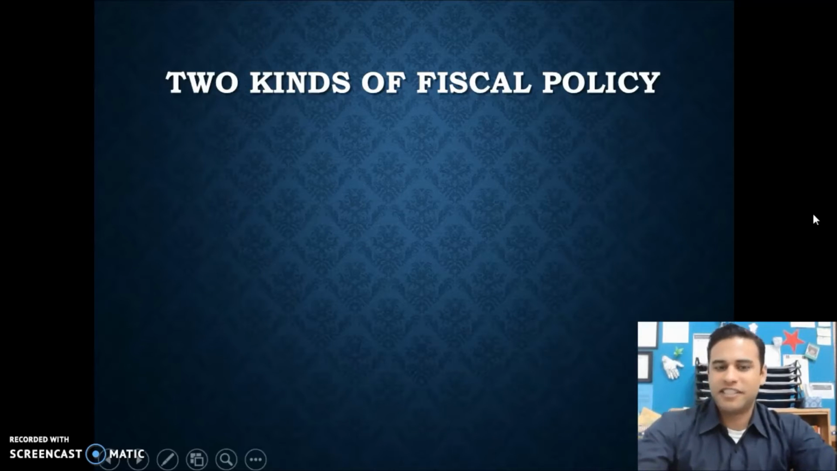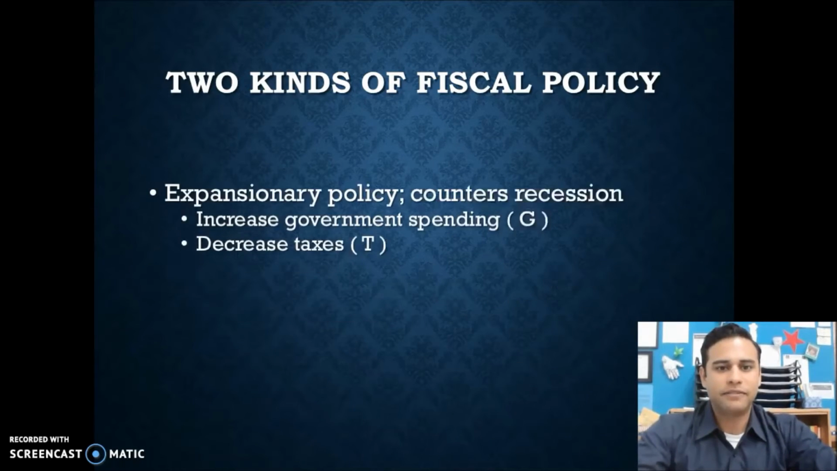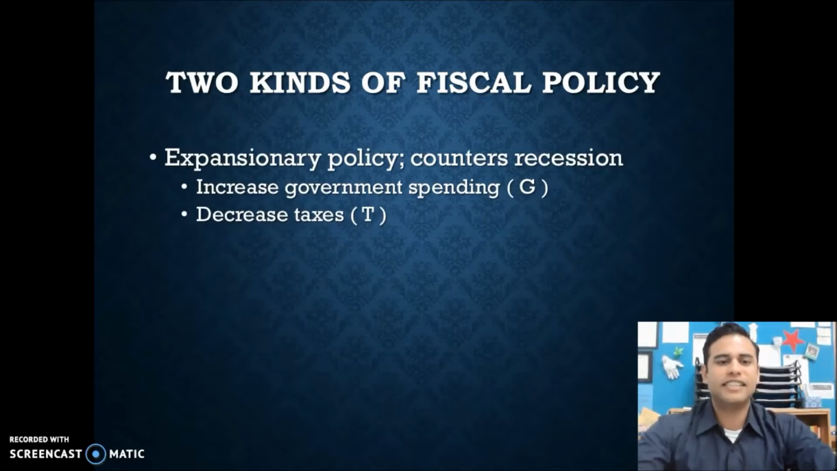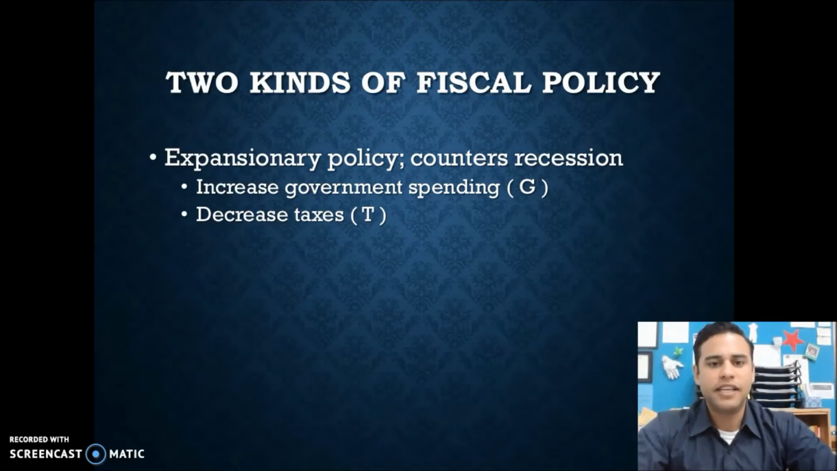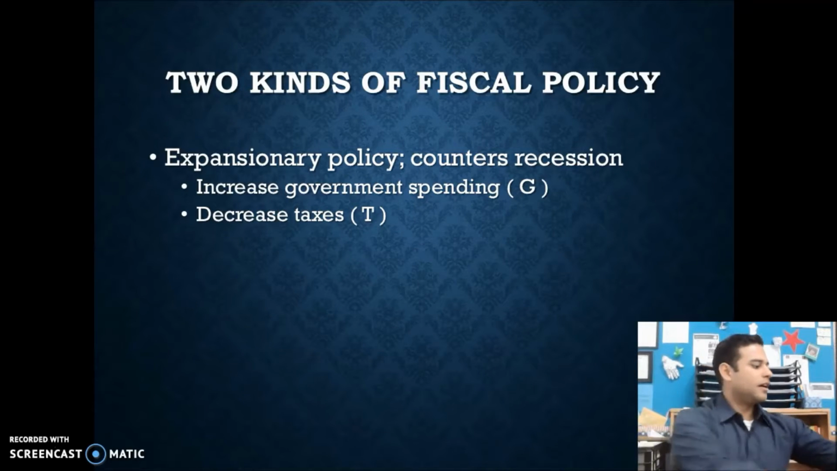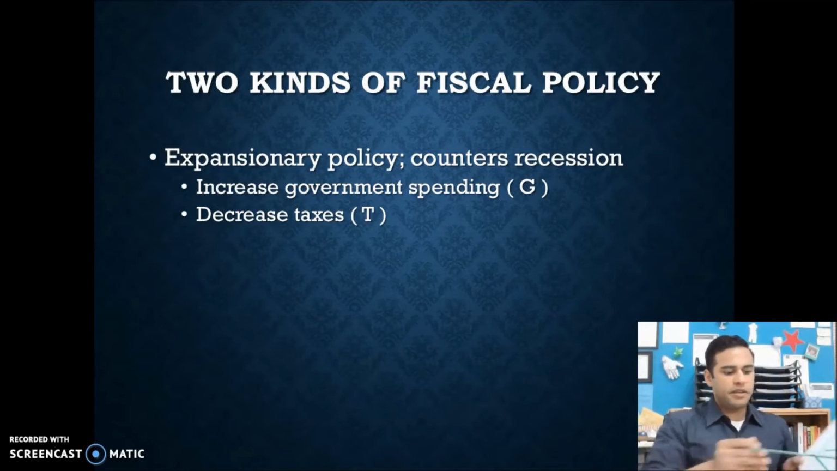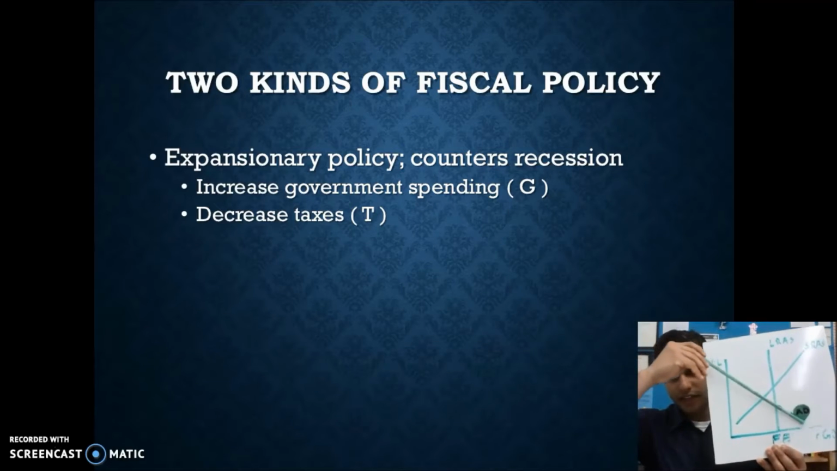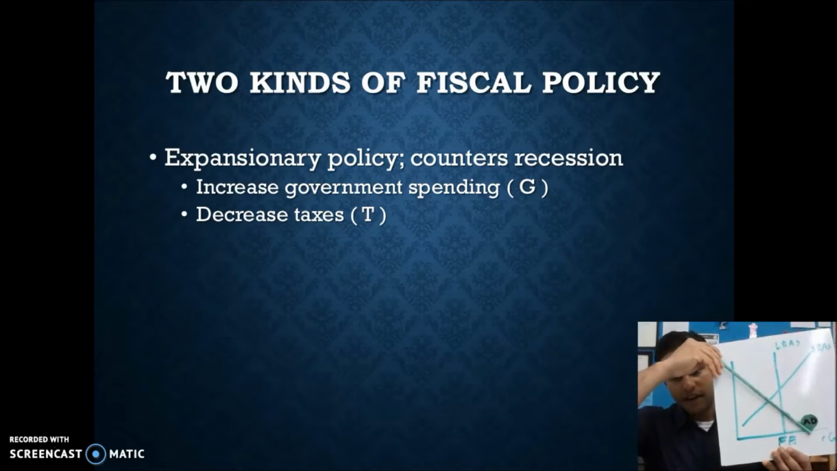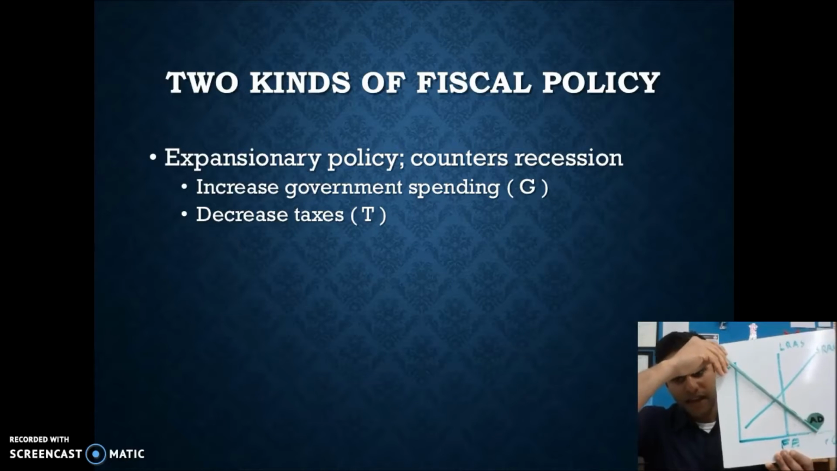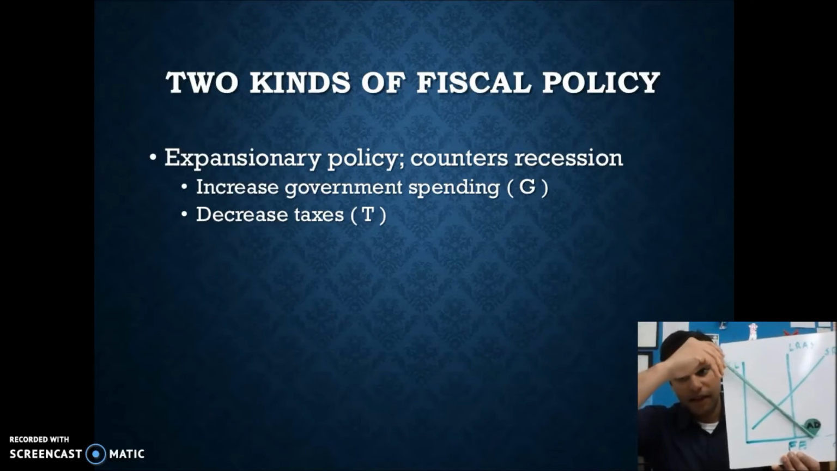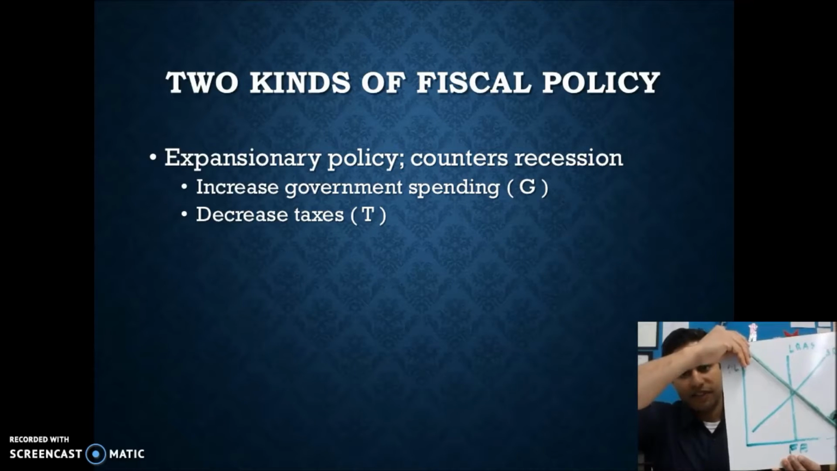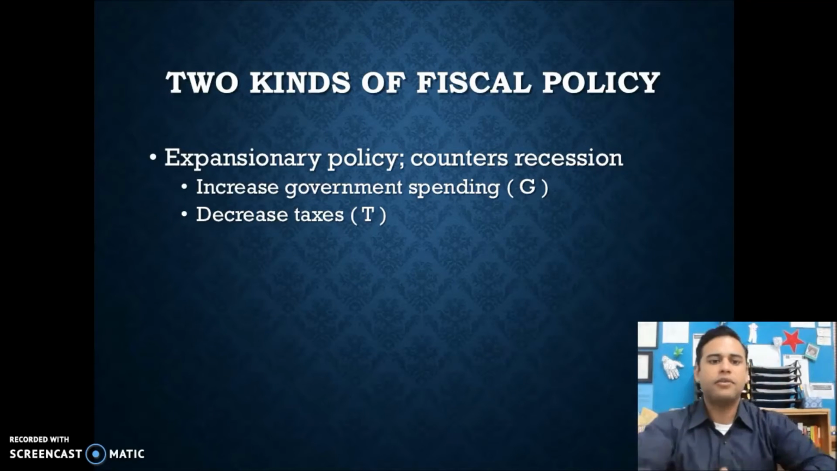So now onward to these 2 kinds of fiscal policies that we have. All right, the first kind is expansionary policy. And that is a policy that's meant to counter a recession. So what's the opposite of a recession? An expansion. And so what we're trying to do is, even though our economy is down here in a recession, I know this is small, but just track that. All right, we're down here in a recession. If we can expand the economy, expansionary policy brings us out of the recession. That's the idea.